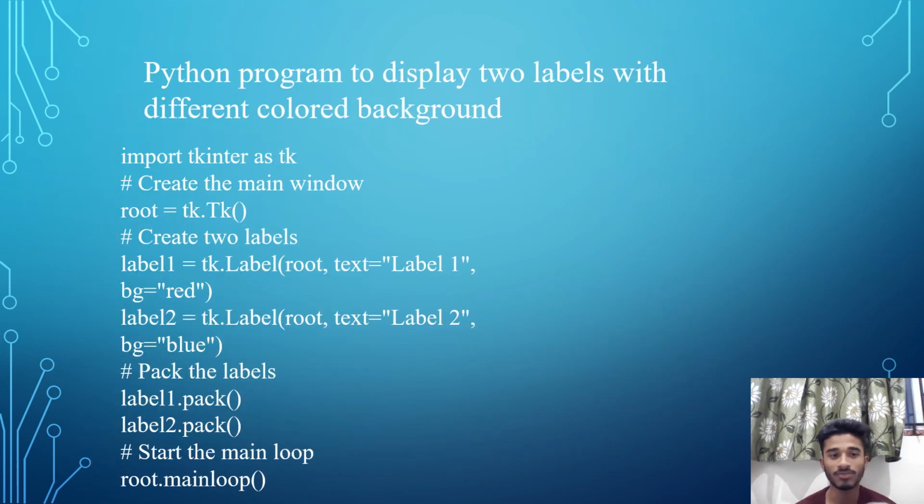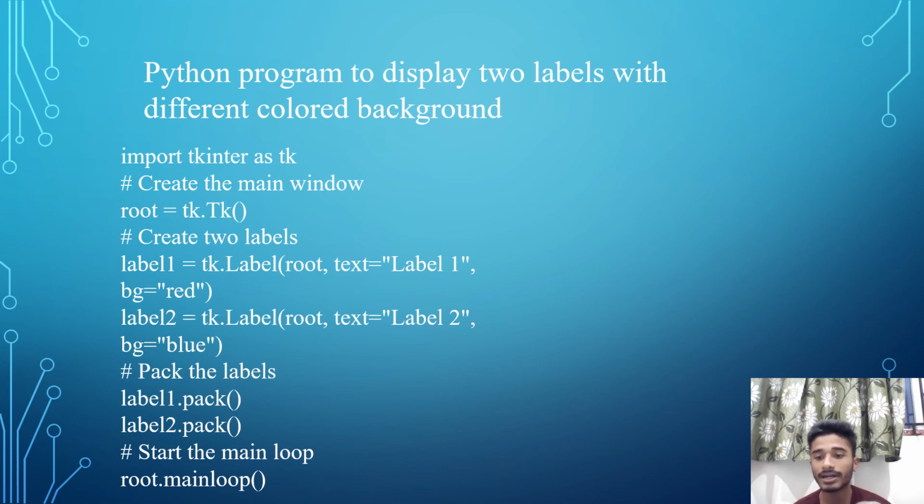The last problem of this session is we are going to write a Python program to display two labels with different colored backgrounds. So to start the program we again have to import another file. The name of the file is tkinter as tk. So here we are going to import the file, import tkinter as tk, and we are going to create the main window here, which is root equals tk dot Tk function. Tk brackets are there.